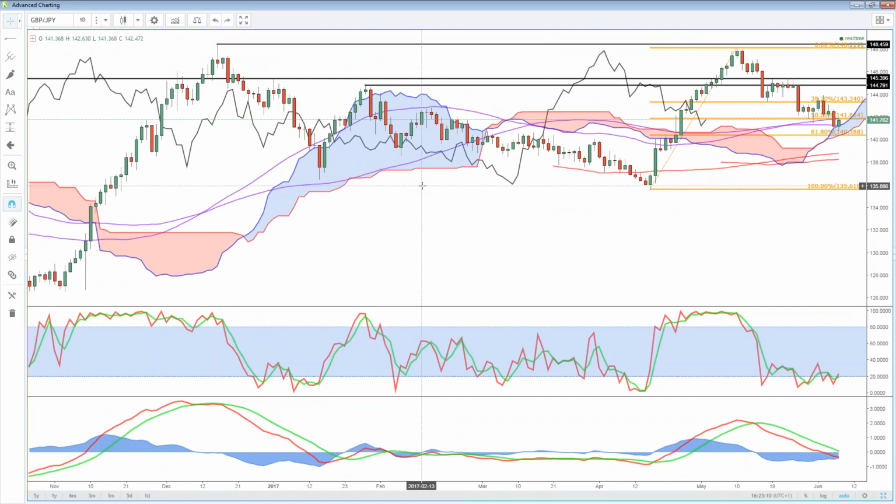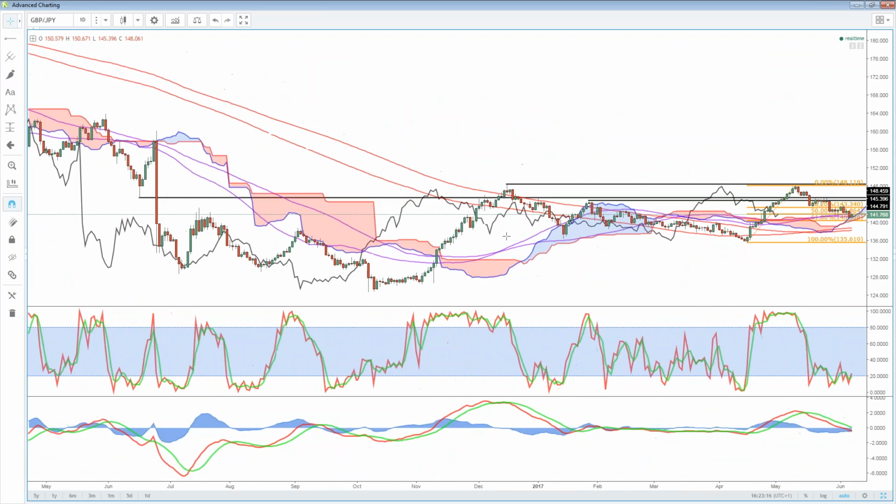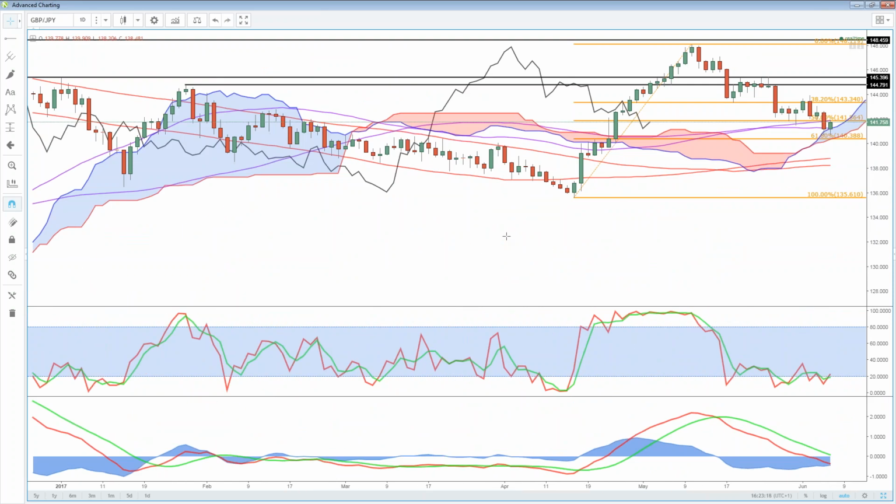Final currency before I take any questions, if there are any, is sterling versus the yen. The yen generally seen as a safe haven currency. So again, should we see that shock reaction tomorrow and we see that flight for safety, not only could this be bad for the pound, it could be positive for the yen.